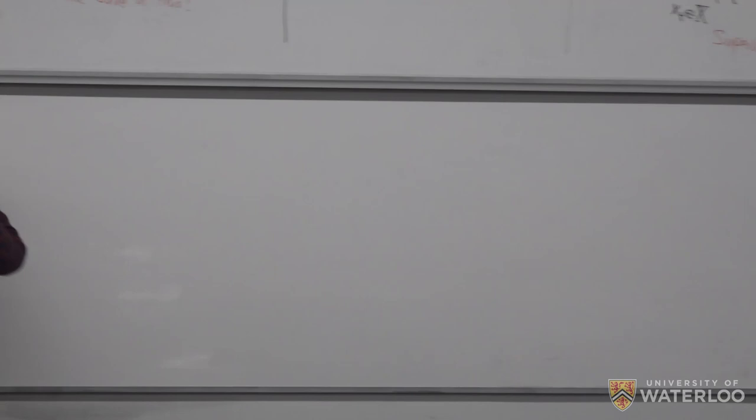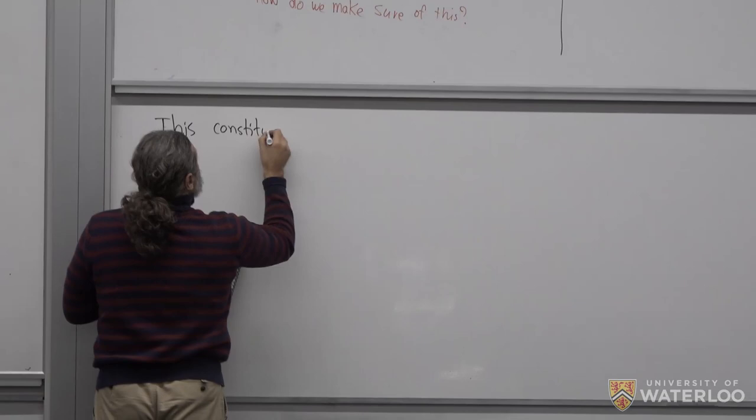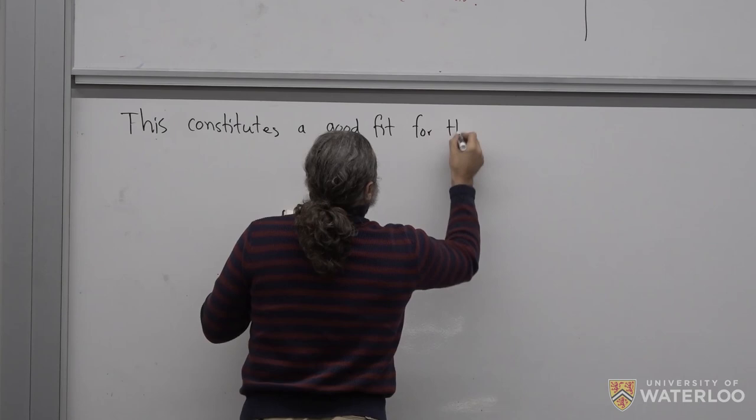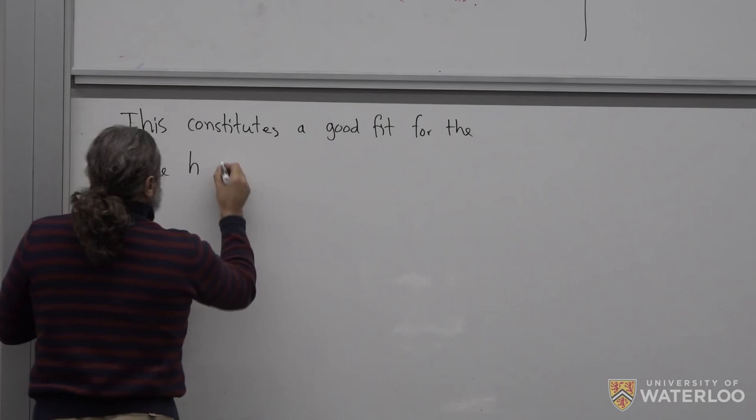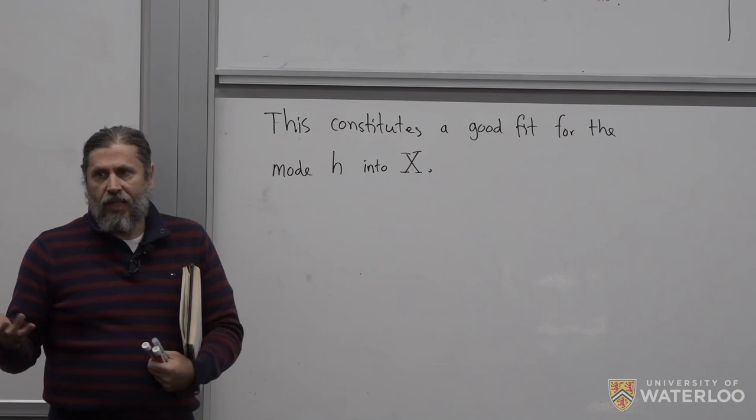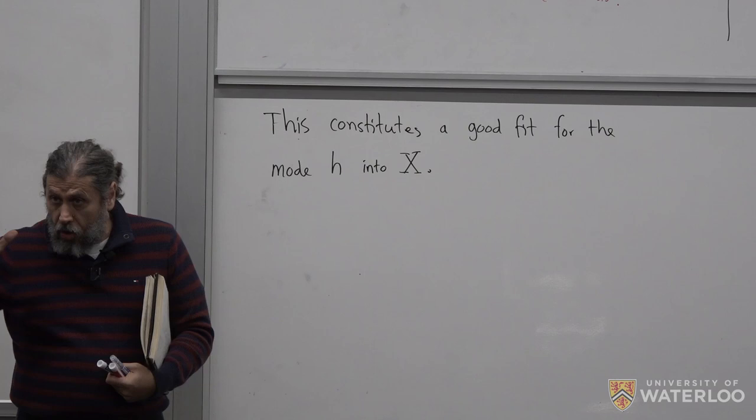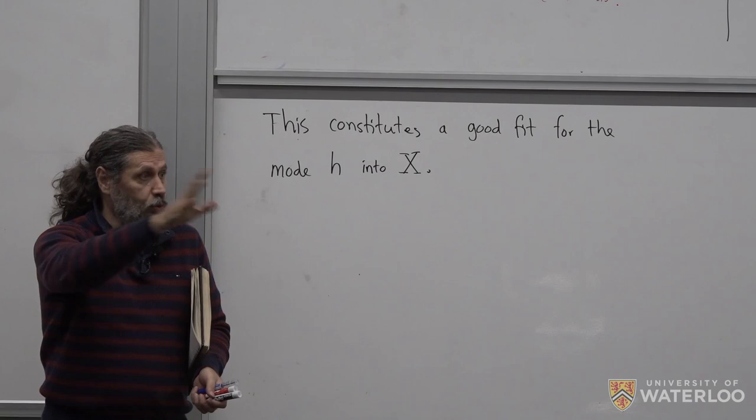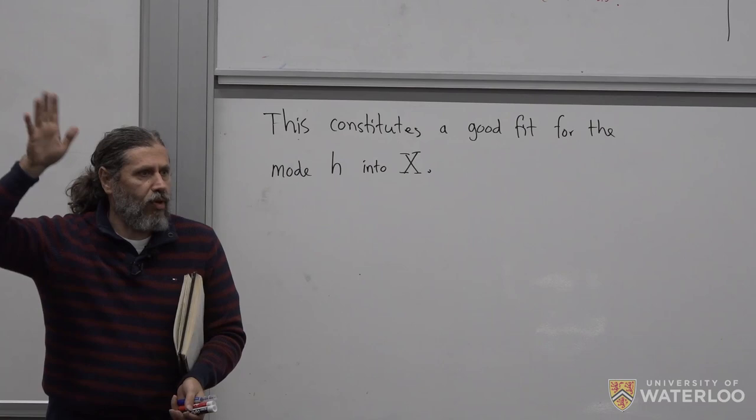So this constitutes a good fit for the model, H into X. So one hypothesis H from many, many hypotheses, capital H, that fits my data. If the problem is big, chances are there are many solutions. There is not just one solution. And again, if you find one of them, you're happy, usually. It doesn't matter which one. So if there are 100 solutions distributed in this room and I want one of them, that's okay. I don't want to search for all of them. I just need one.